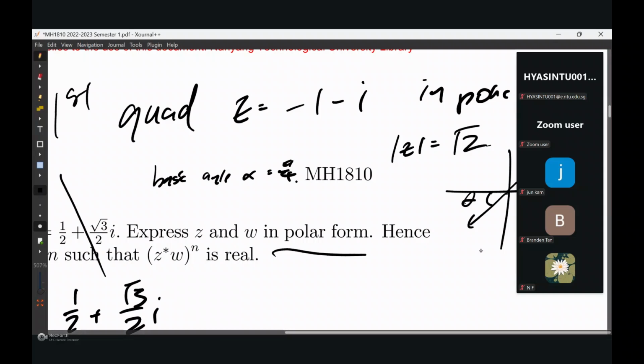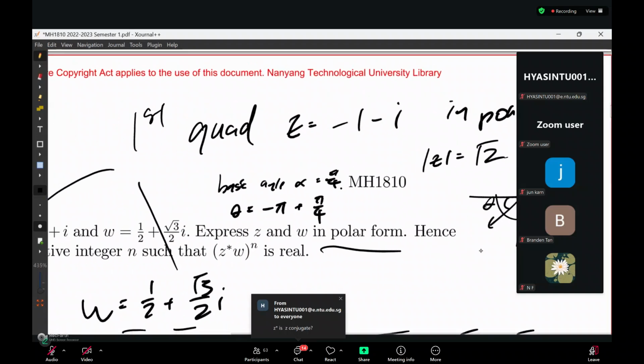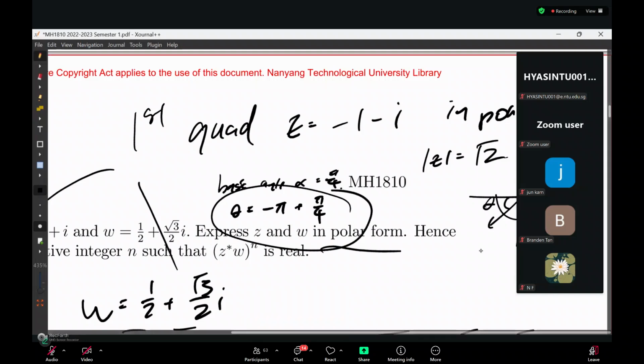Okay, so to get to this theta here, how to get this theta? Here you take negative pi, then plus. So your theta will be negative pi plus pi over 4. G star is G conjugate. Yes, G star is G conjugate. G bar is also G conjugate. Okay, so your argument will be this.